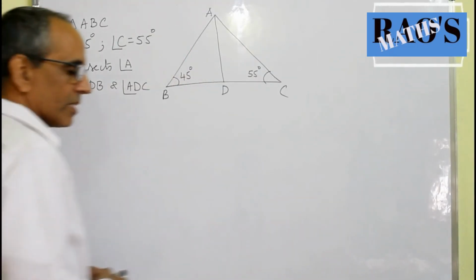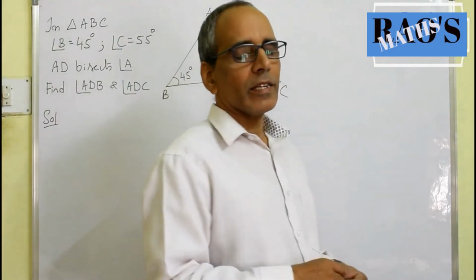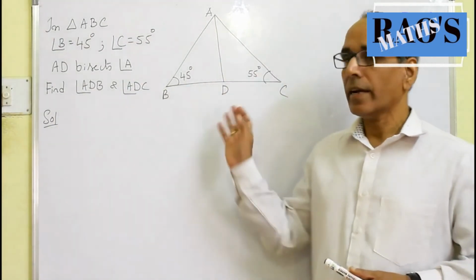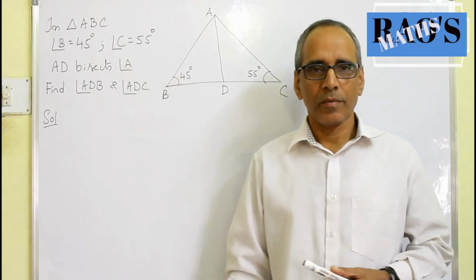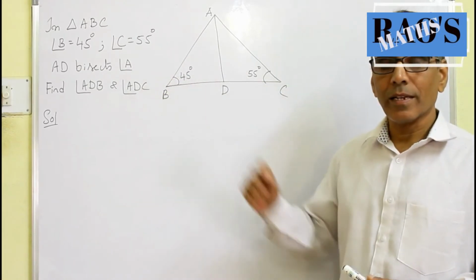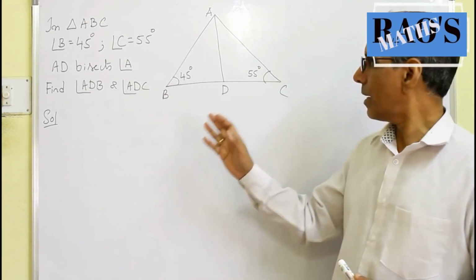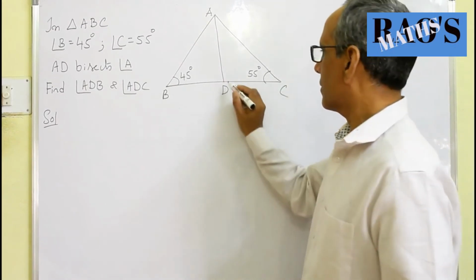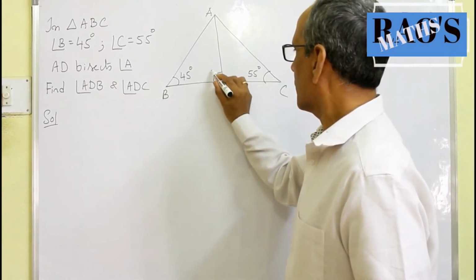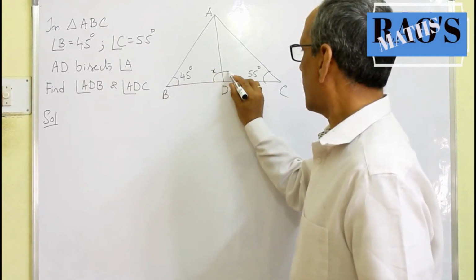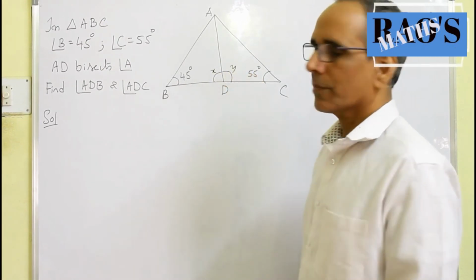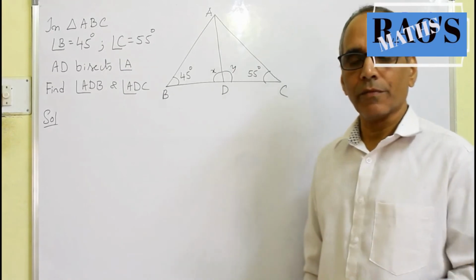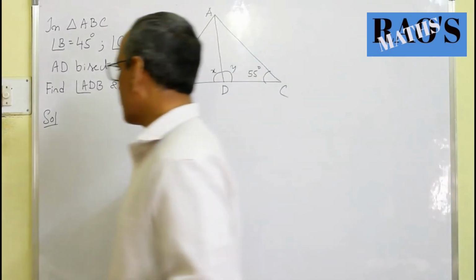Okay, here is a simple question. In this triangle ABC, AD is the bisector of angle A. And you are given the 2 base angles of the triangle ABC, that is 45 and 55 degrees. So to find these 2 angles, ADB, I mark here X, and ADC, Y. Okay, you have to find X and Y in the figure. Let's begin.